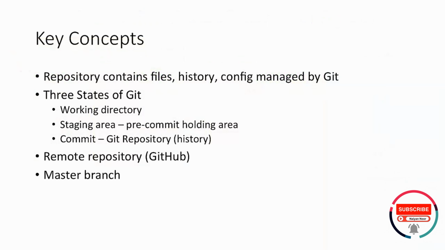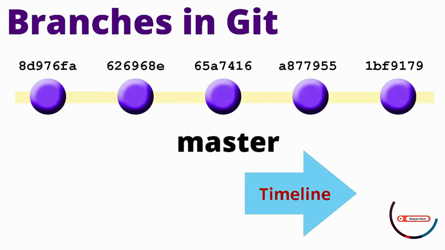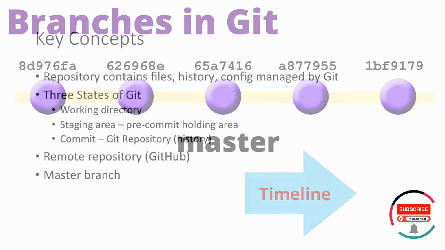The last concept is the master branch. Conceptually, branches work like they do in other source control systems. They are timelines that contain your changes. In Git, branches contain commits. When we start off, Git provides us with a default branch named master.